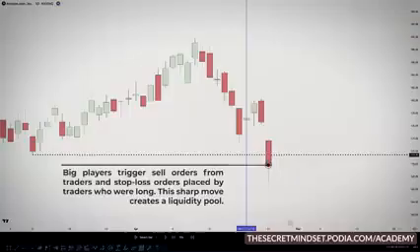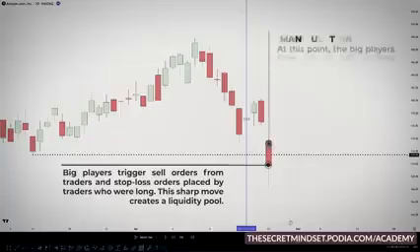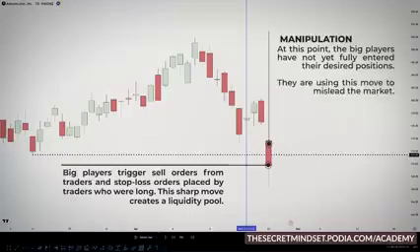By creating this sharp move, they trigger sell orders from traders and, more importantly, stop-loss orders placed by traders who are long. This sharp move creates a liquidity pool. The traders who enter the market after seeing the sharp move are providing liquidity for the big players to execute their trades. At this point, the big players have not yet fully entered their desired positions. They are using this move to mislead the market, making other traders believe that the price will continue in the direction of the sharp move.